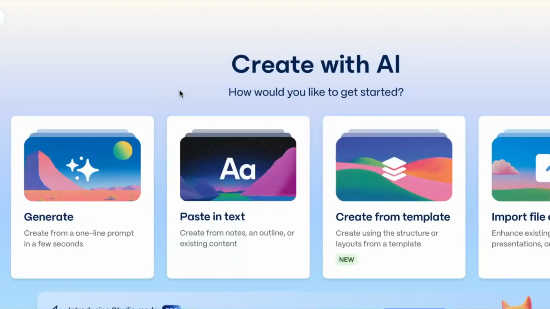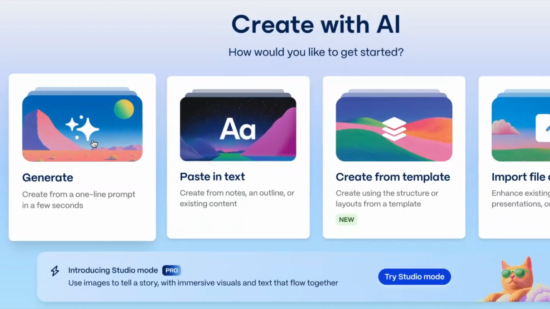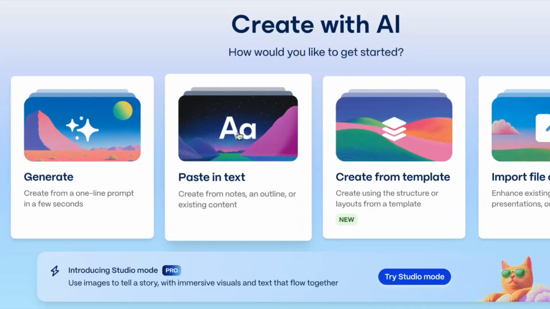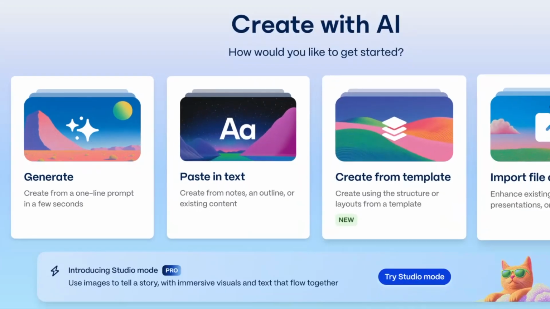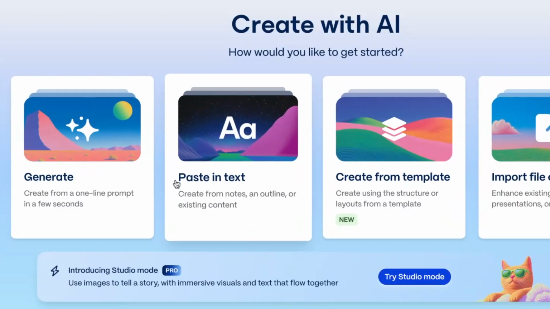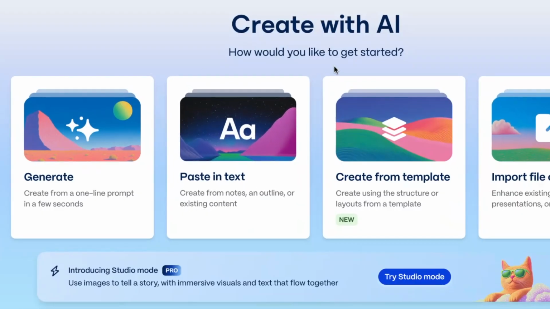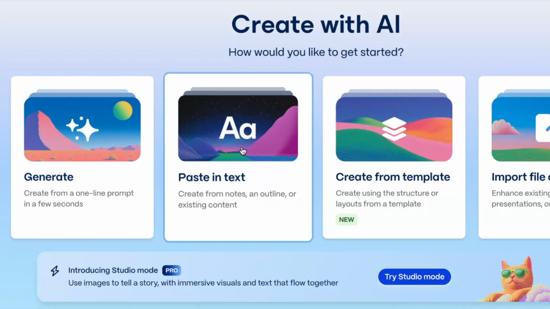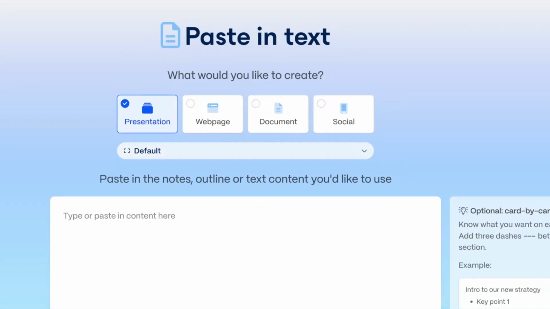Once you click that, you're going to want to either generate, and it can generate text from a one-line prompt, paste in text, create from template, import file or URL. What I always choose is paste in text. So I have already got my text, what I want exactly in the workbook, and I'm just going to paste it in and keep everything that I created the same.